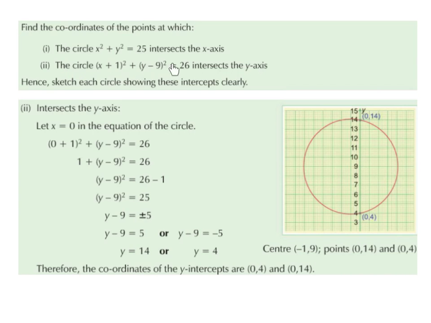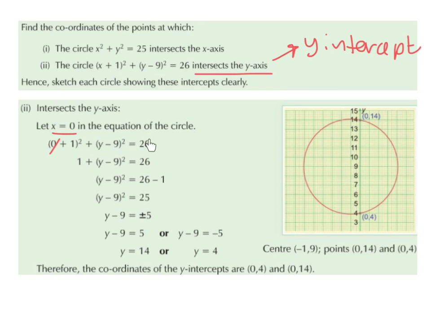So part 2 was to find where the graph intersects the y-axis, which means the y-intercept. To find the y-intercept, we let x equal 0. So we swap that x for 0 and end up with 0 plus 1 squared plus (y minus 9) squared is equal to 26. The 0 will just cancel, and 1 squared is 1. So we get 1 plus (y minus 9) squared equal 26.